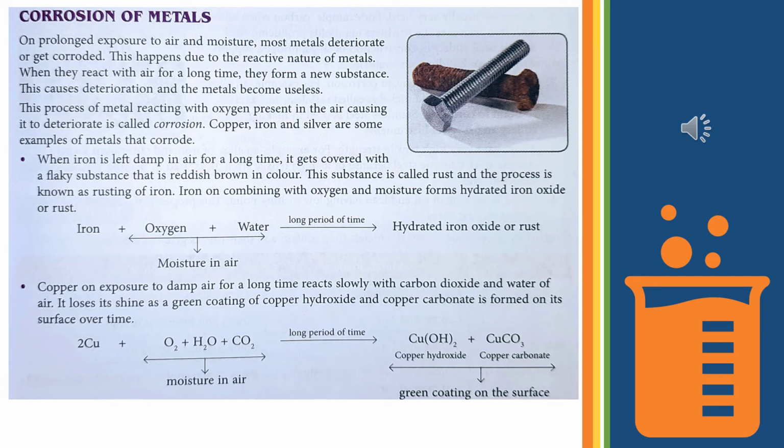Similarly, copper, on exposure to damp air for a long time, reacts slowly with carbon dioxide and moisture of the air. It loses its shine as a green coating of copper hydroxide and copper carbonate is formed on its surface over time. So for iron we need oxygen and water, that is moisture in air, and for copper we need moisture in air plus carbon dioxide plus oxygen. And this results in a green coating on the surface of the copper vessels.